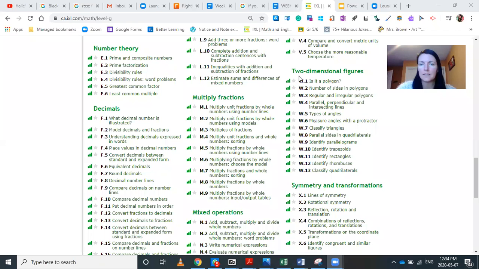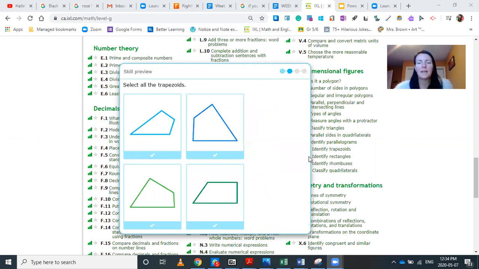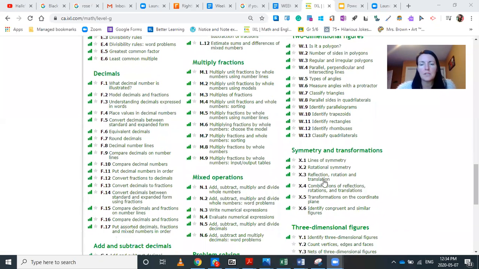And today is the last section of our math for this two-dimensional figures. We're going to be looking today at W13. We're also going to be starting symmetry in the transformation section, which is coming after this one.